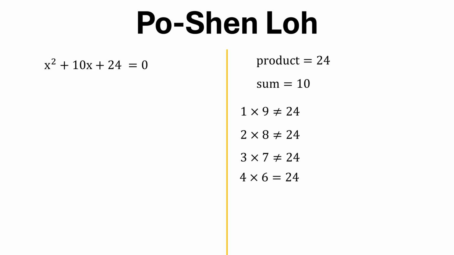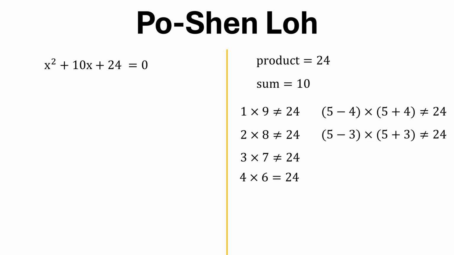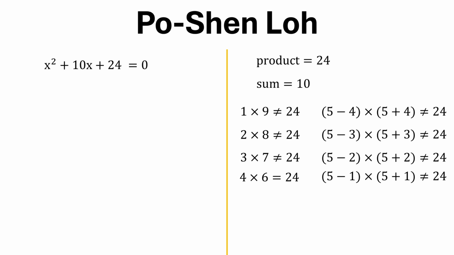Now let us look closely at our number pairings. 1 is 5 minus 4, and 9 is 5 plus 4. 2 is 5 minus 3, and 8 is 5 plus 3. 3 is 5 minus 2, and 7 is 5 plus 2. 4 is 5 minus 1, and 6 is 5 plus 1. What exactly is going on here?